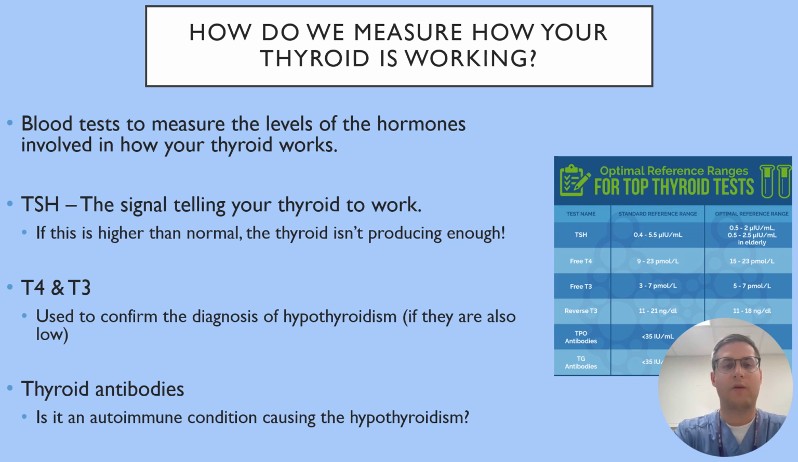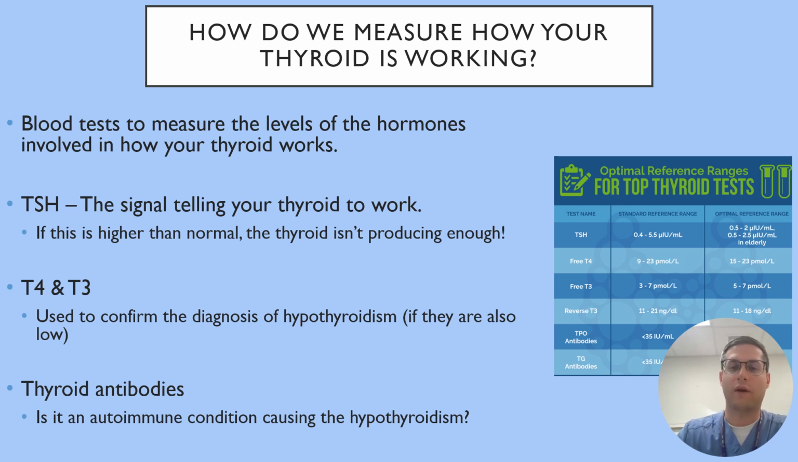Some of the things that will be measured in the blood work are, again, TSH, the signal telling your thyroid to work, which if is higher can signal that it's hypothyroidism going on, as well as T3 and T4, which if are low will also signal that the thyroid is not producing what it should be. Additionally, thyroid antibodies can be detected in the blood, and if these are detected, could signal that there is some kind of autoimmune condition going on, essentially where the immune system is harming the thyroid.